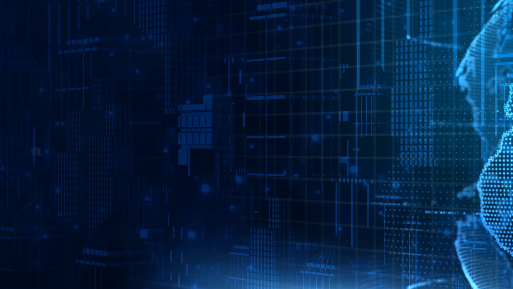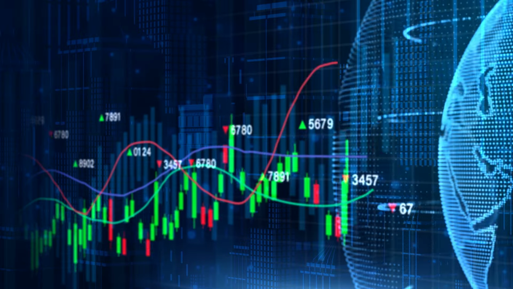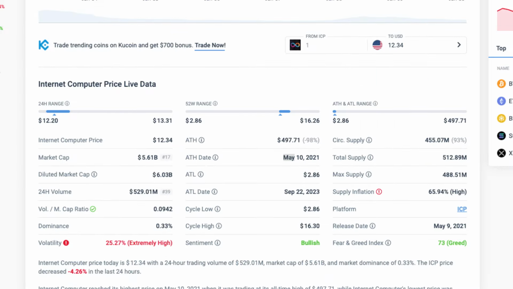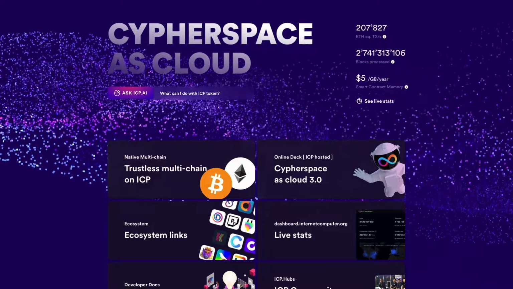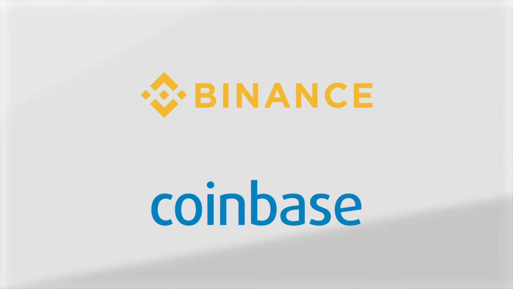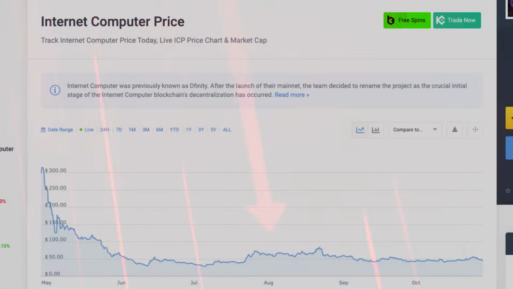Now that we understand the basics of the Internet Computer Network, let's quickly take a look at ICP's price history. The token made its debut in the cryptocurrency market in May of 2021, corresponding with the launch of the Internet Computer Mainnet. Almost immediately after its launch, the token was listed on top cryptocurrency exchanges including Binance and Coinbase. When ICP started trading, the token's price was at around $330. However, sellers dominated the early stages of ICP trading, as the token's price was dropping rapidly throughout the first month of trading before eventually stabilizing.